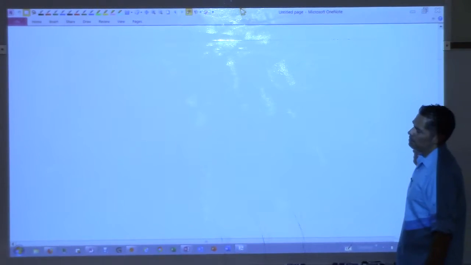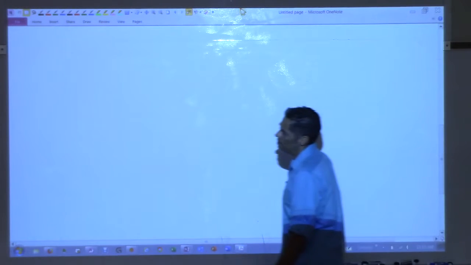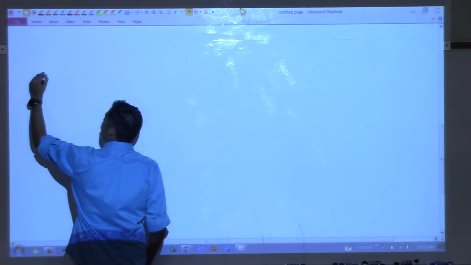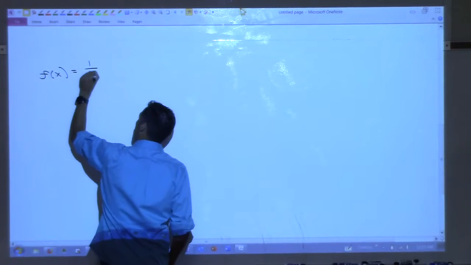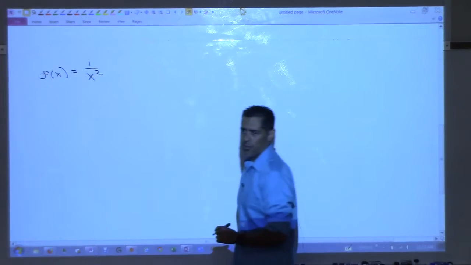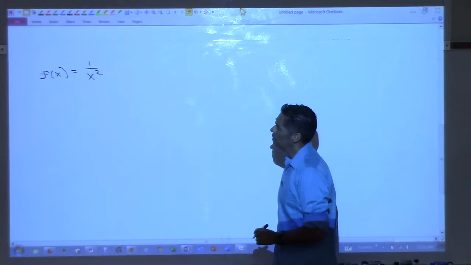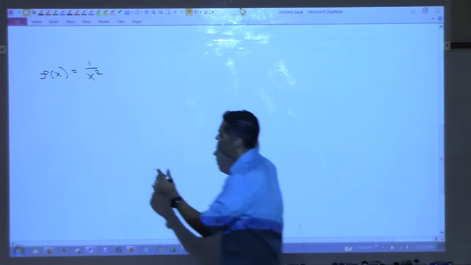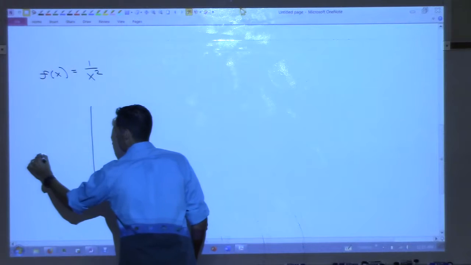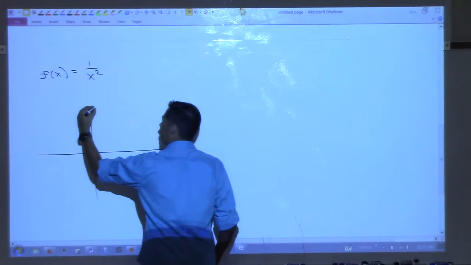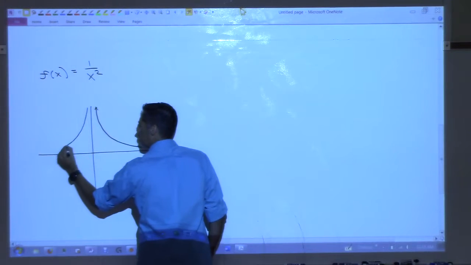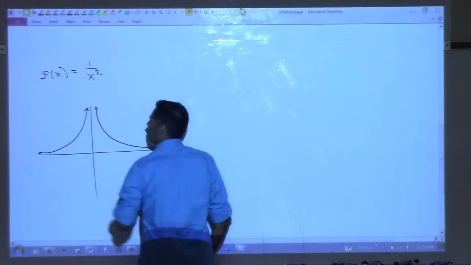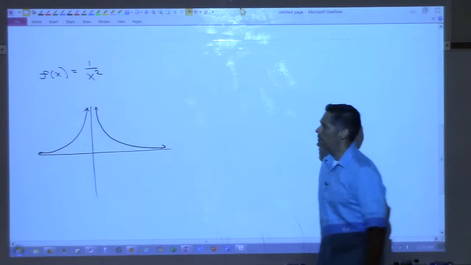Okay, let me put up a problem and see if we can wrap our heads around what we need to do. How about this? I'm going to look at the function f of x equals 1 over x squared. To help us do this problem, I'm going to draw the graph real quick. It goes like this, and on this side it goes like this. So that's the graph of that function.